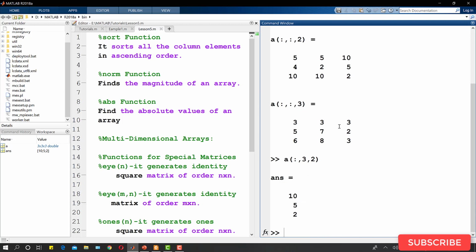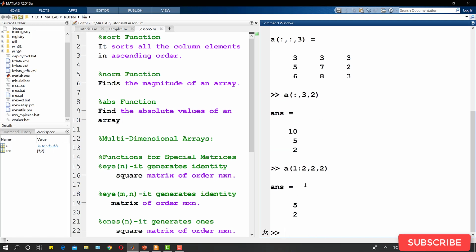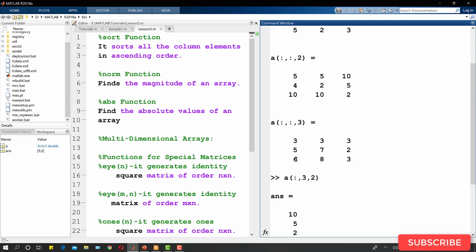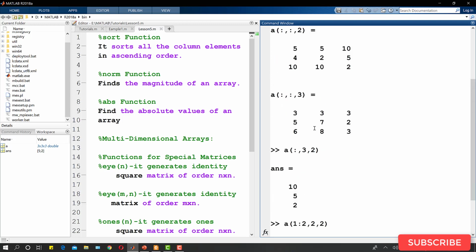Now let's suppose I want to extract only the 5 and 2 elements on page number 2. So what I will do, I will write A. This time I will write rows as well. So 5 and 2 are row number 1 and row number 2. So I will write 1 to 2, then after the comma, I will write the column number. So what is the column number? The column number is 2, and then I will write the page number. The page number is also 2. So now we have extracted 5 and 2 from the second page of A.